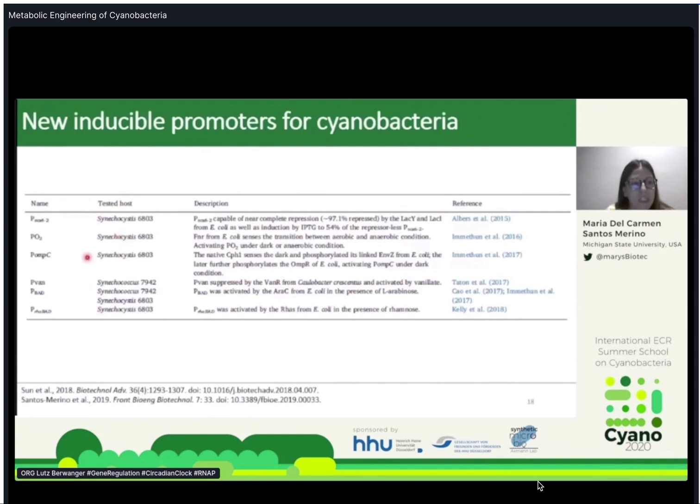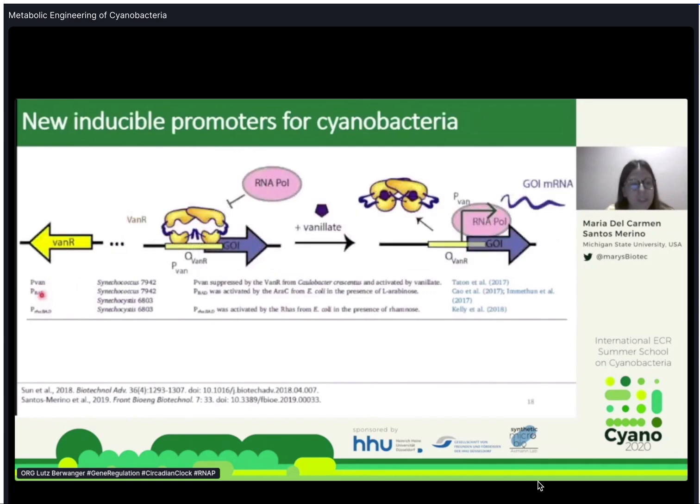In this list, we have some new inducible promoters that have been described for cyanobacteria. I'm going to explain the last 3 ones. In the first place, we have a promoter inducible by vanillate. In absence of vanillate, the RNA polymerase is not going to be able to join to the operator of this promoter because the repressor is going to be dimerized and join to this operator.